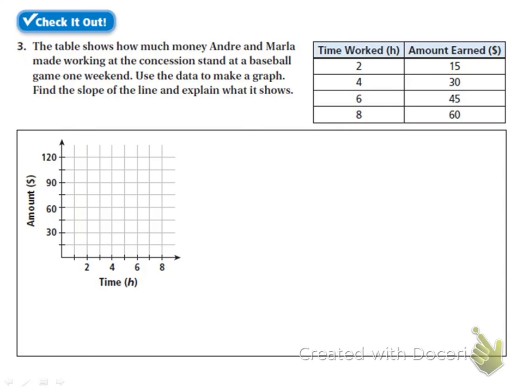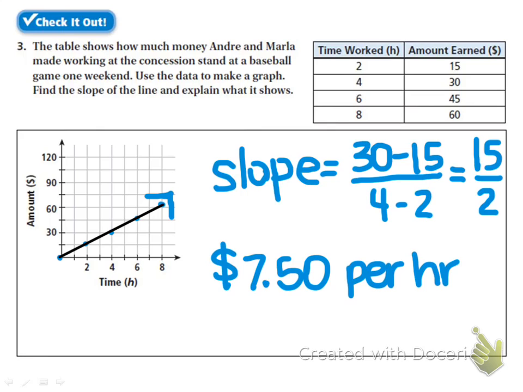Okay, I'd like you to pause the video and complete check it out number 3 on your own. Okay, so looking at our graph, we graphed 0, 0, 2, 15, 4, 30, 6, 45, 8, 60. To find the slope of my line, I had to subtract the y2 minus y1, so I subtracted 30 minus 15, which gave me 15, and x2 minus x1, 4 minus 2 is 2, which if I divide 15 divided by 2, I get $7.50 per hour is what was earned.